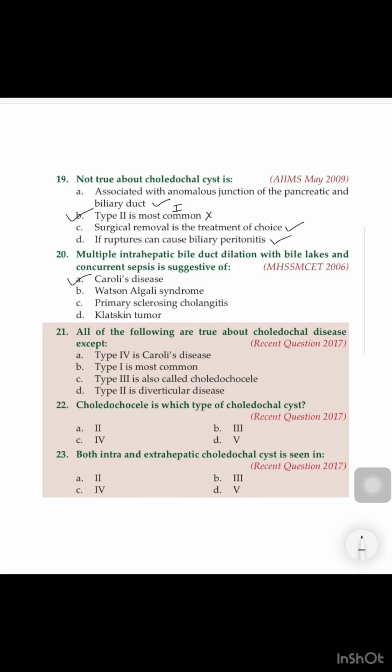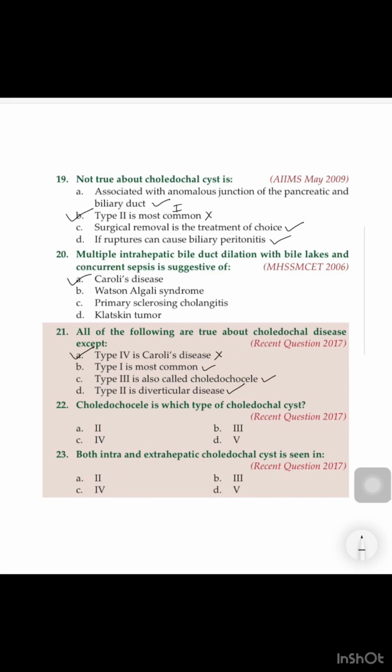All of the following are true about choledochal disease except: type 4 is not Caroli's, it is type 5. Type 1 is the most common. Yeah, that is true. And type 3 is also called choledochal seal, correct. Type 2 is diverticular disease, correct. So the option is A.